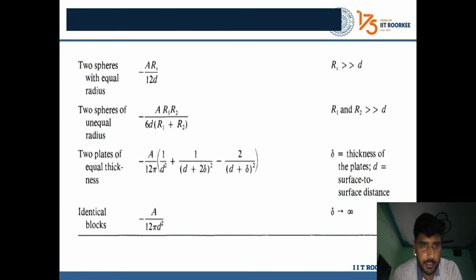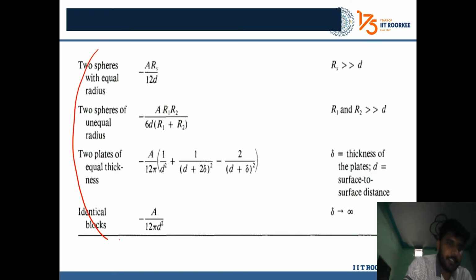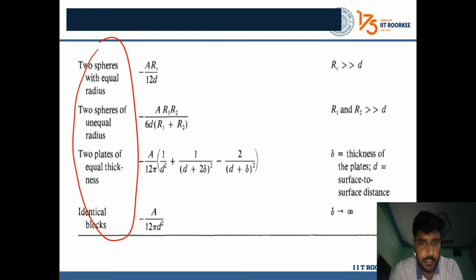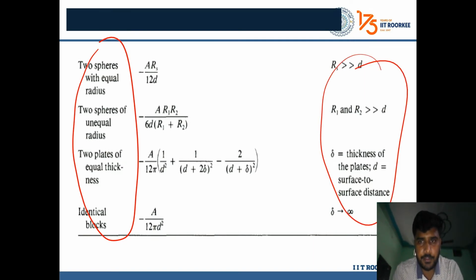Here are the values for different geometries. These are the details of these symbols. You can basically see in the theory what the resultant expression for that is. So you should remember that.